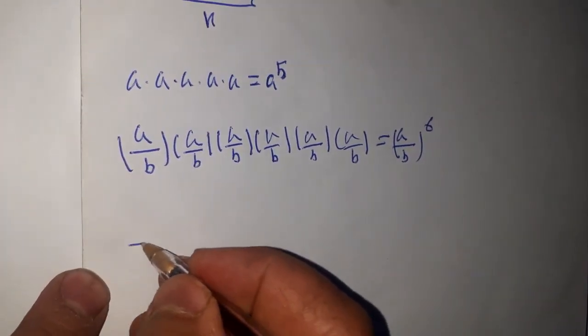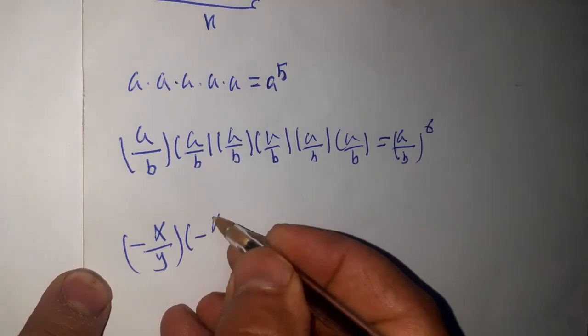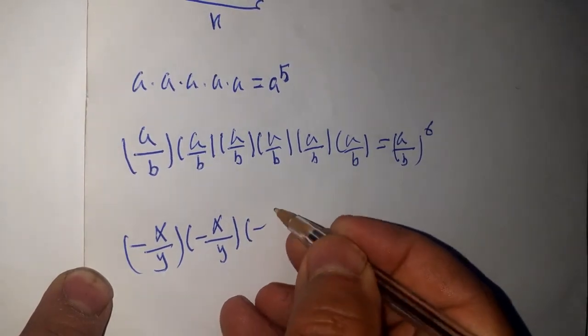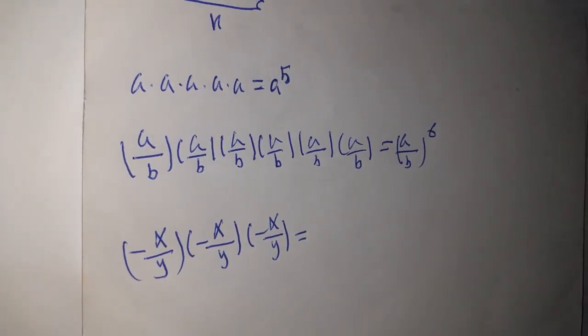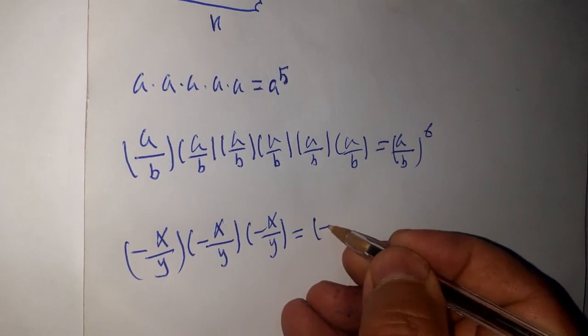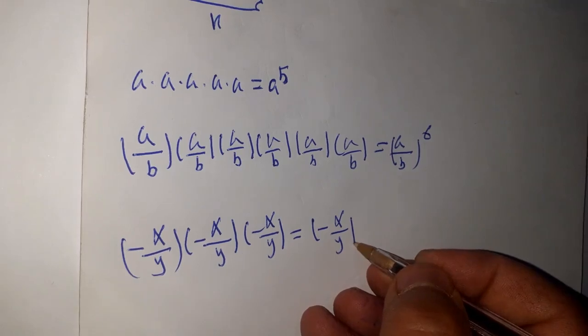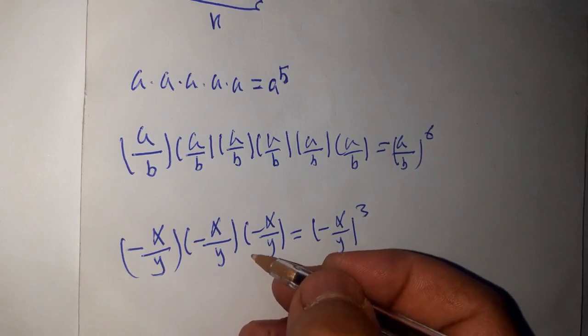Next example, negative x over y times negative x over y times negative x over y equals. Here negative x over y is repeated 3 times, so negative x over y is the base and 3 is the exponent because it is repeated 3 times.